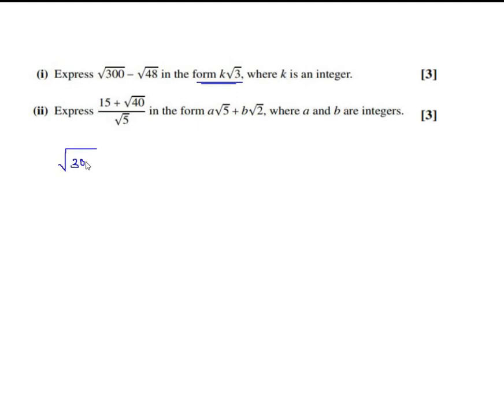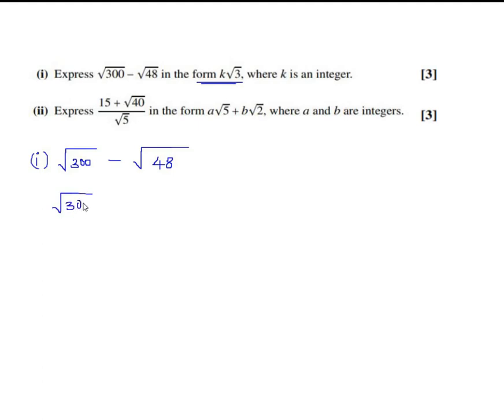Square root of 300 minus square root of 48. This is for 3 marks. So as much as possible, avoid using the calculators because they really want to see the steps, how you are solving it. Now let me start with the first one.